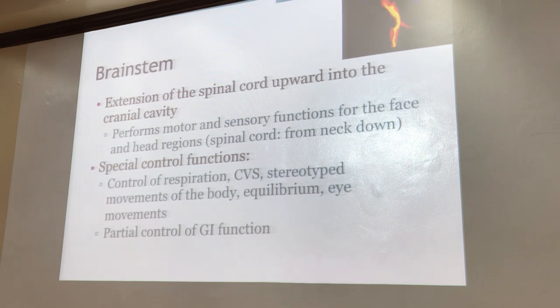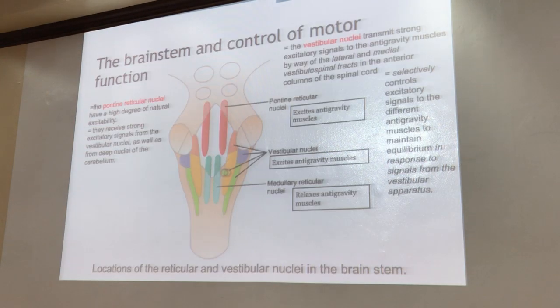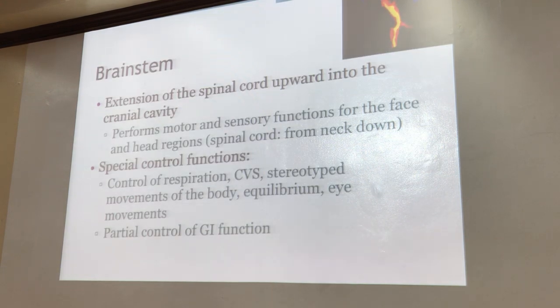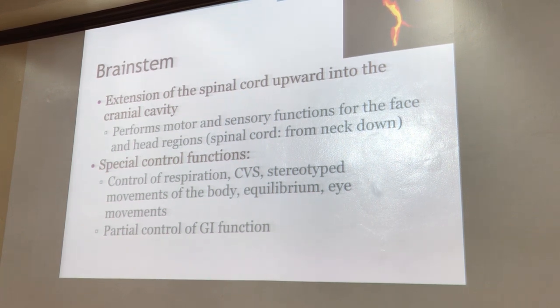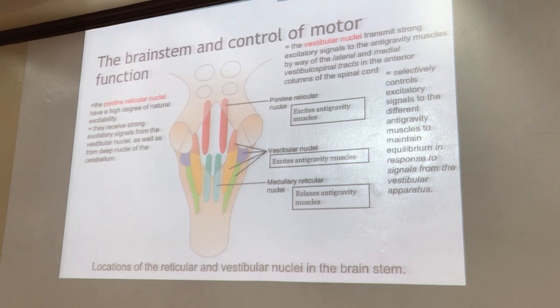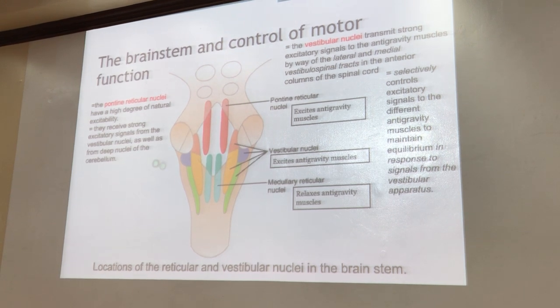Okay, so in the area of the brainstem actually is the connection between the cortex and the spinal cord, di ba? And it also has special functions like control of respiration, equilibrium, and partial control of GI function. Kasi meron dyan area where when you stimulate, nagkakaroon ng stimulation of the gastrointestinal tract, di ba? So this is the brainstem that has been made out to be more appealing because it is multicolored.